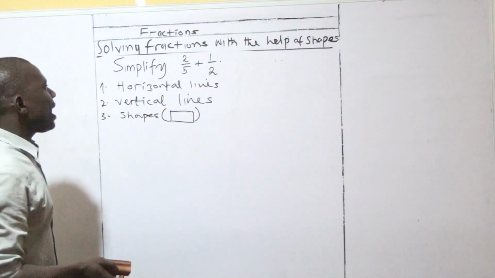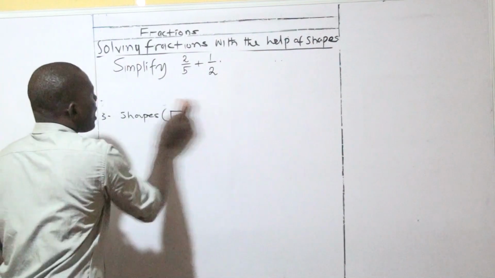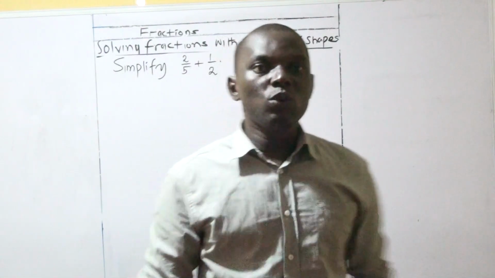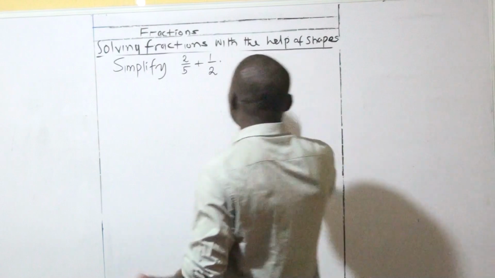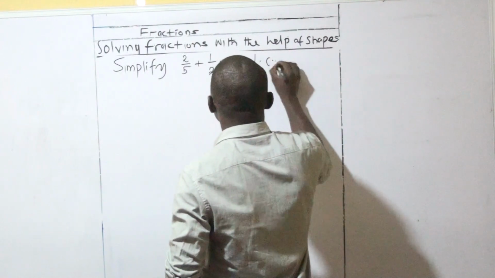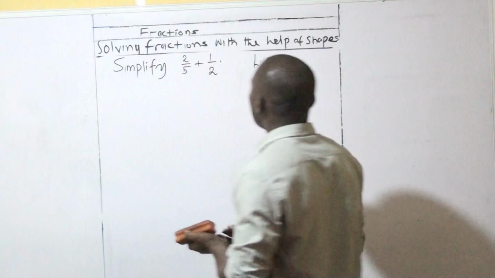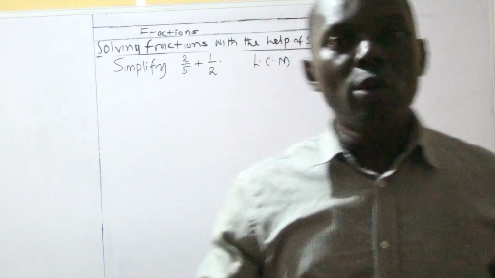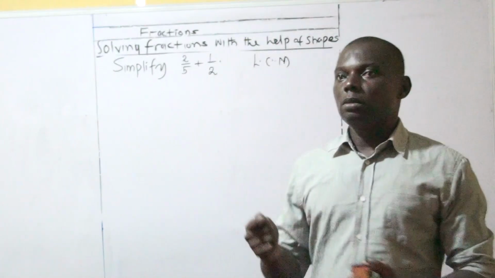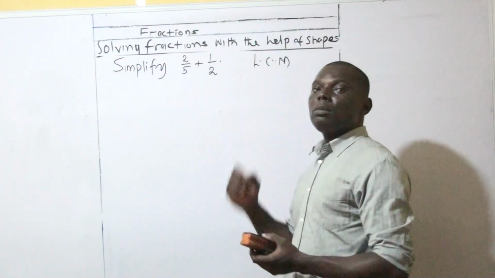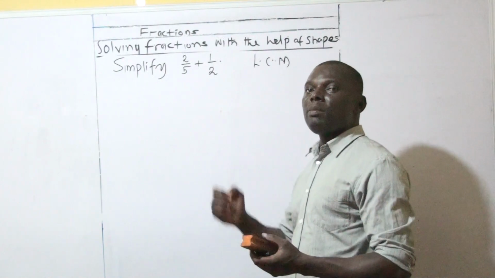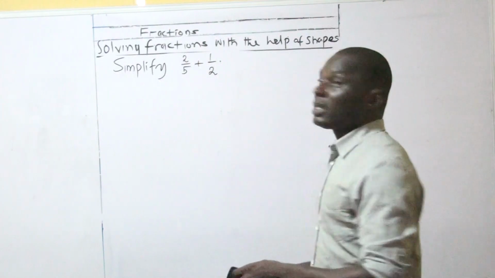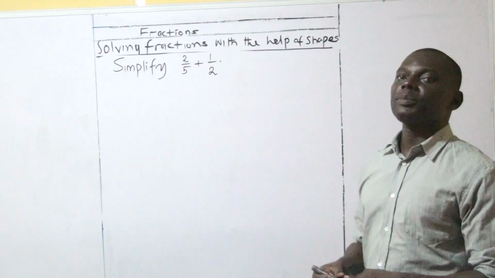Right, let's look at this. Now, if you are given a fraction of this nature and you want to explain it to children who do not understand the concept of LCM, lowest common multiple, the least common multiple of numbers, then we can conveniently make use of this approach to illustrate this and still get our answer.